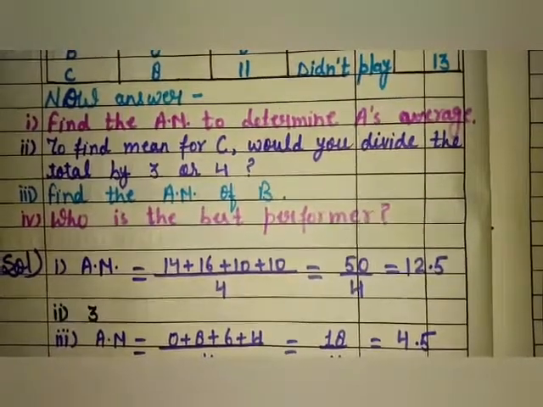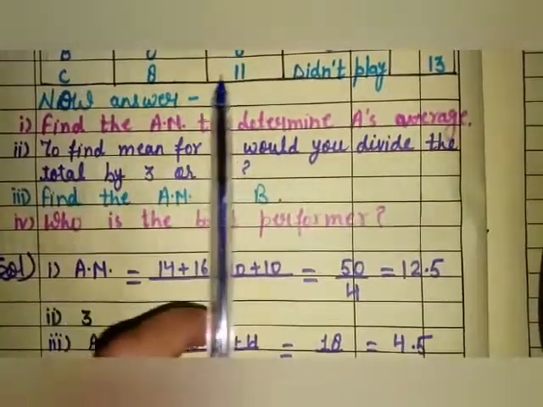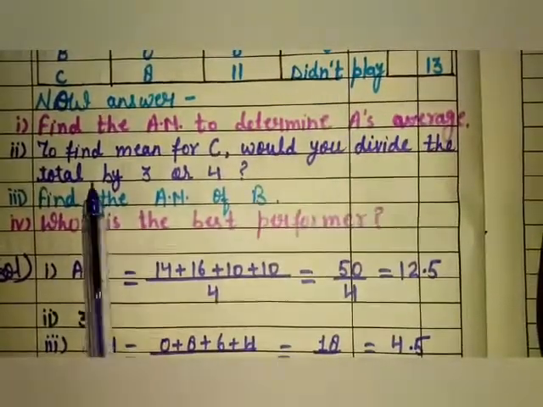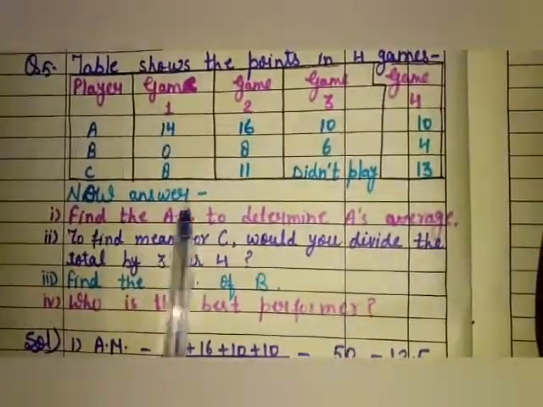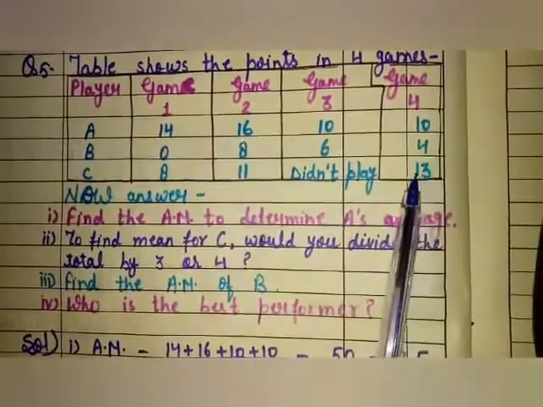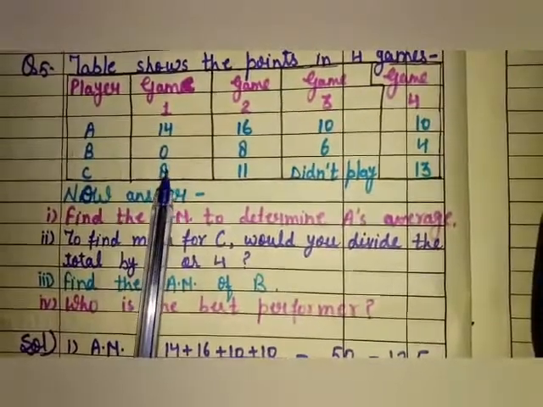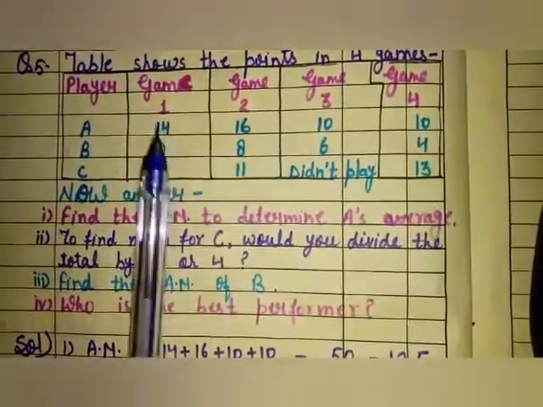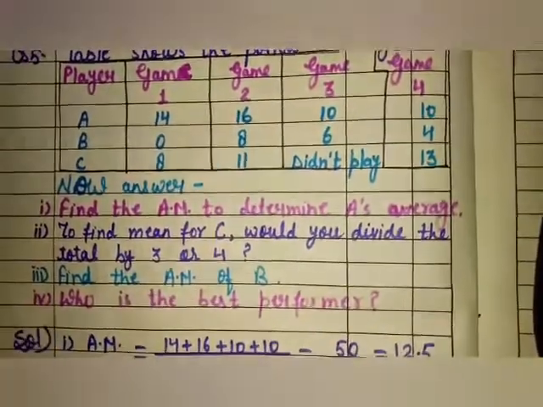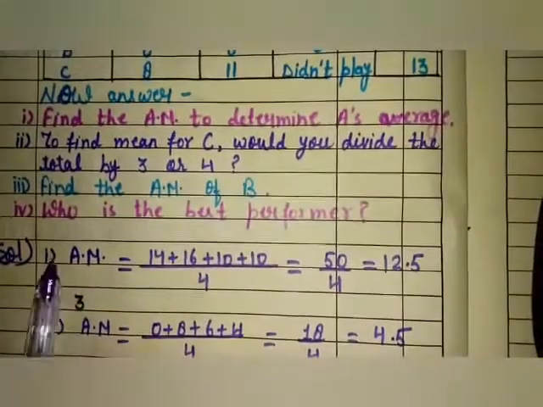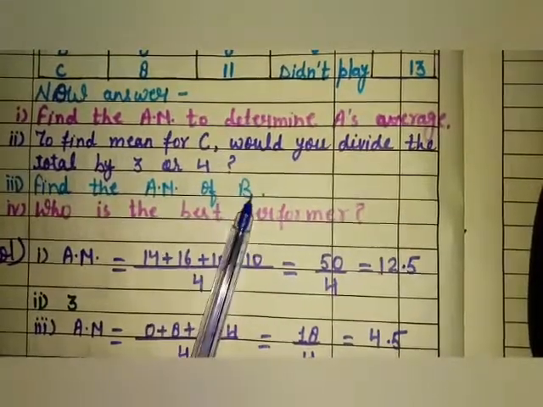In part number 2, we need to find the mean for C. To find the mean for C, would you divide the total by 3 or 4? As you can see, C participated in game 1, game 2 and game 4, but C did not play in game 3. So C only played in games 1, 2 and 4. So the quantity is 1, 2 and 3. So we will divide by 3. Our answer is 3.